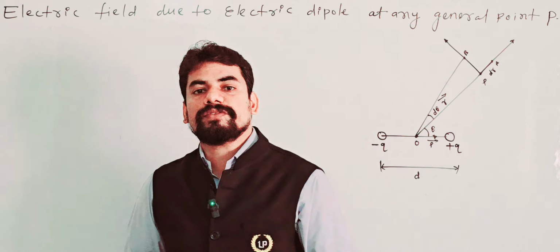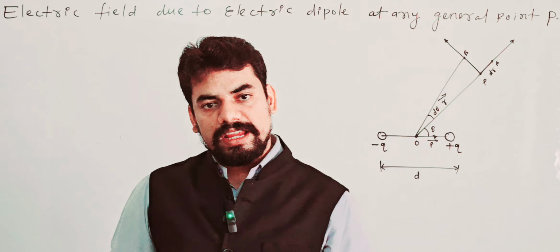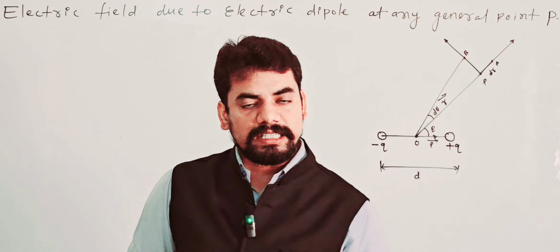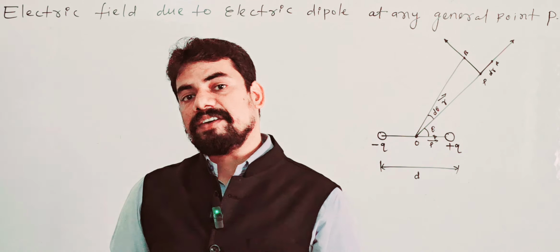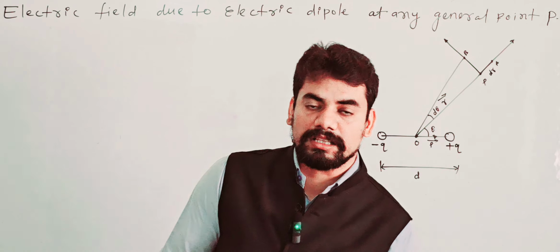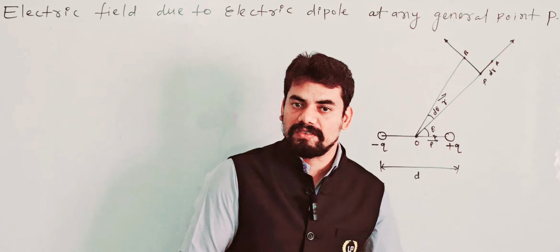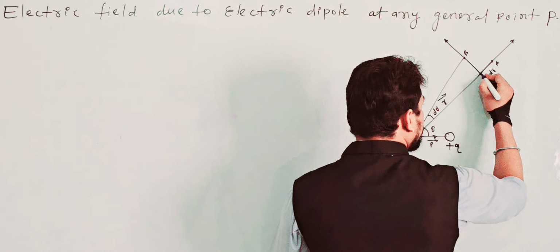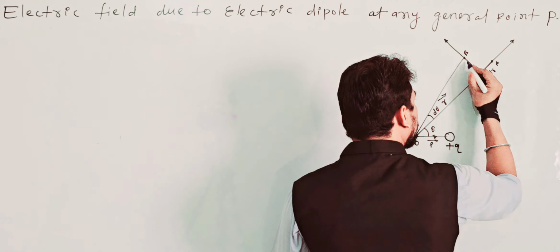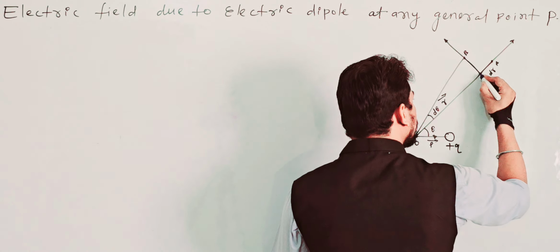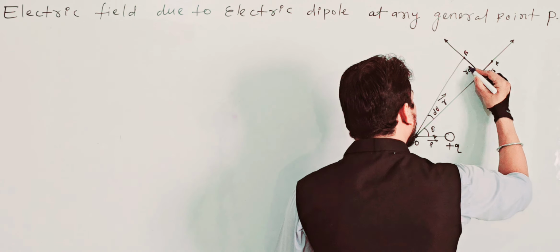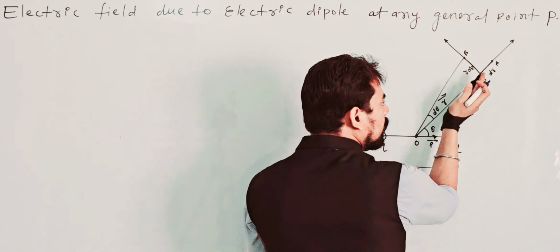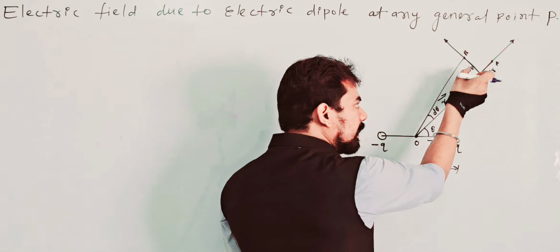We know the relation between field and potential, right? If the potential at a general point is given as Kp cos theta by r square, and we differentiate it with respect to position, we'll get the electric field. This point is P, this point is A, and this length is r d theta.